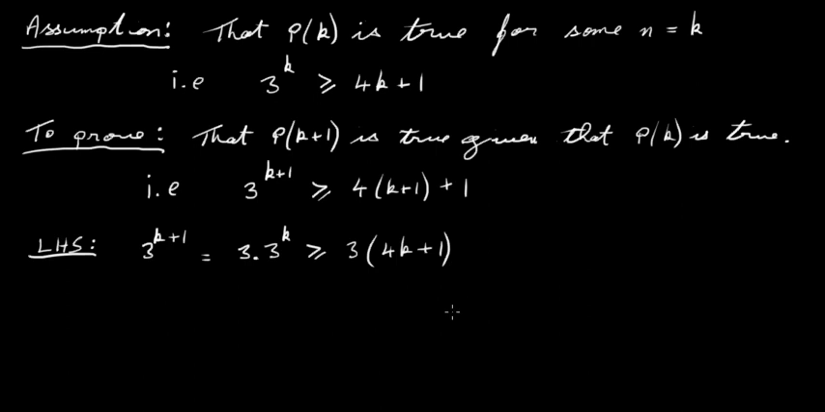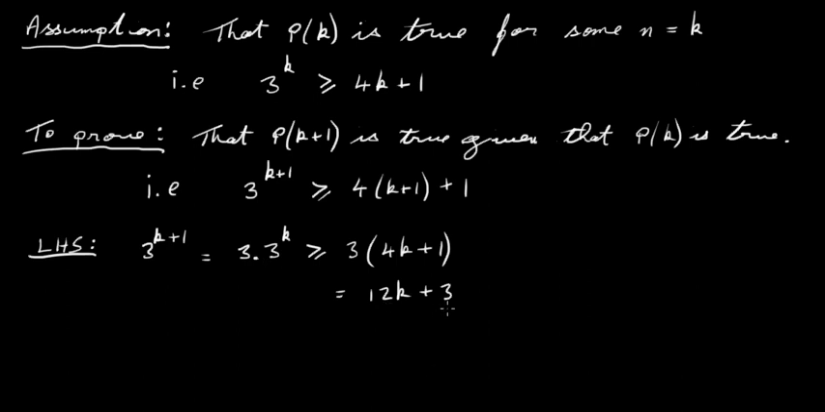3 times 4k plus 1. And we know that that's just going to be equal to 12k plus 3. Now we know this is true because we've assumed that 3 to the power of k is greater than or equal to 4k plus 1. So we know that 3 times the left hand side will be greater than 3 times the right hand side, and we've got the right hand side multiplied by 3 here. So we know that this is true.